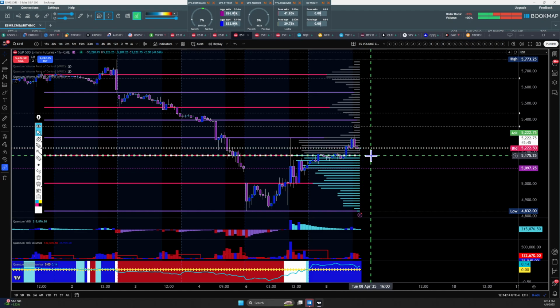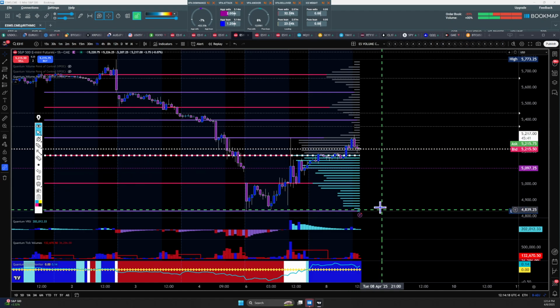If we break down this VPOC at 51.7525, we could possibly create that secondary stop down to the lows of the structure or the outer edge.